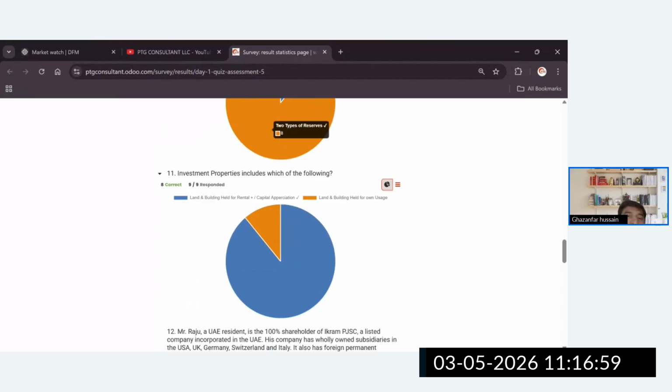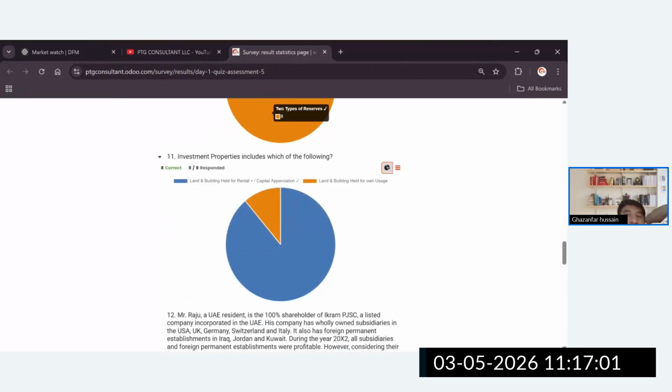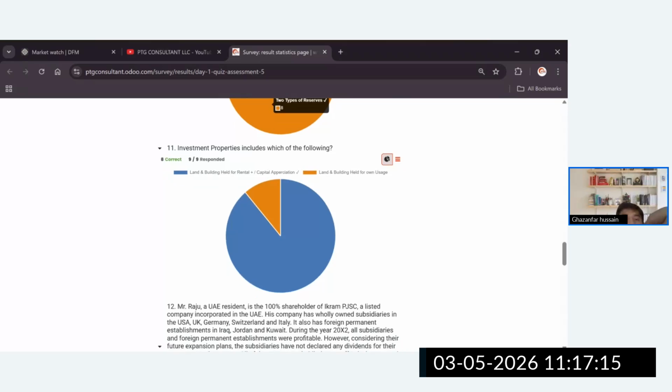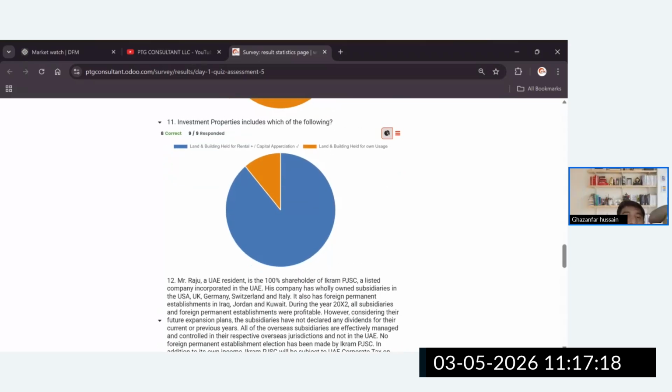The next is the investment property. This is again a question we added because we have to file the corporate tax return, and this is one of the areas that comes up in the return. Only one or two people, one person, gave the correct answer. Other people just took land and building held for rental and capital appreciation.